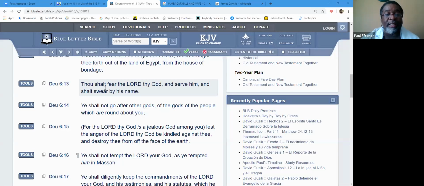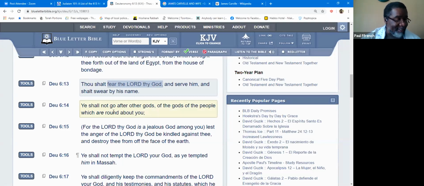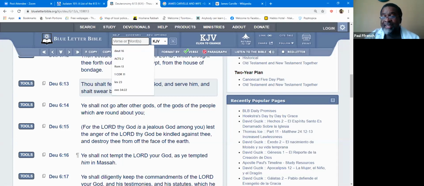So the next commandment in the 613 is Deuteronomy 6 and verse 13 that they have. It says, "Thou shalt fear the Lord thy God and serve him and shall swear by his name." This has about three commands in there. What we're going to do with the first one, fear, thou shalt fear the Lord thy God. What does it mean, the question she was asking, to fear God? All right, so we're going to let the Bible give an answer, and then we can come in.